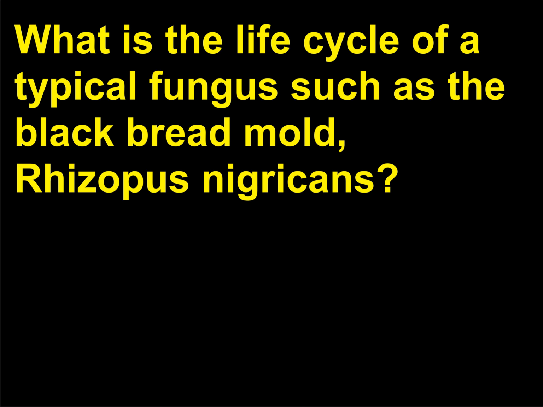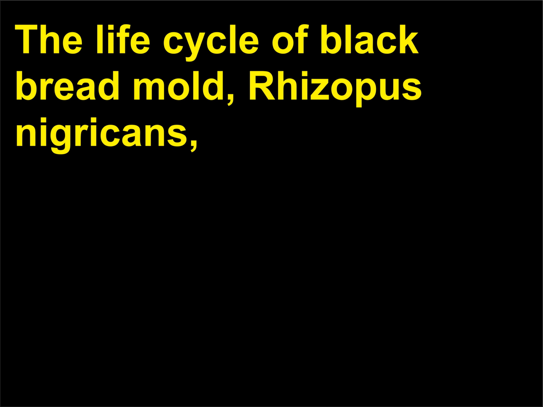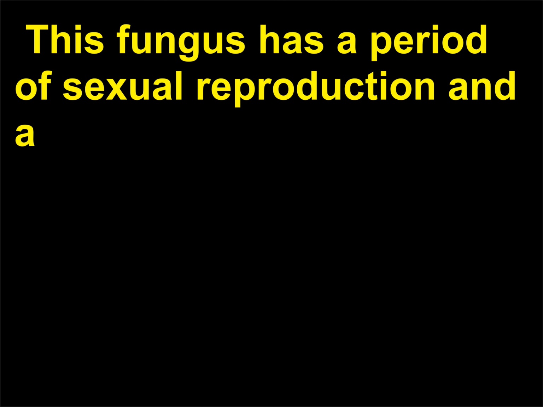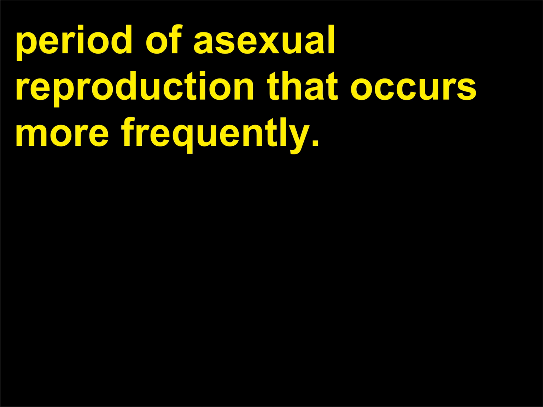What is the life cycle of a typical fungus such as the black bread mold, Rhizopus nigricans? The life cycle of black bread mold, Rhizopus nigricans, is characteristic of the members of the phylum Zygomycota. This fungus has a period of sexual reproduction and a period of asexual reproduction that occurs more frequently.